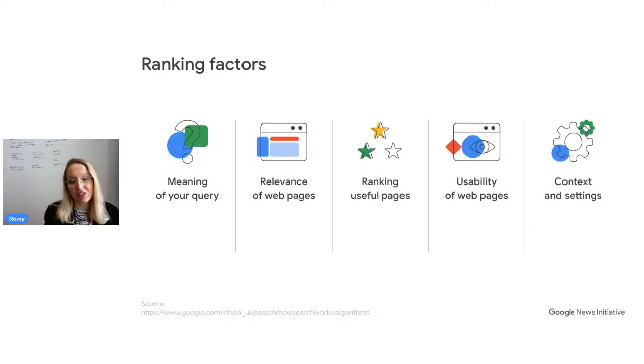Then we have context and settings. So it's information such as location, past search history. Then we have settings, and all this will help to tailor your results. So you really have to make Google happy to put you on the first page.